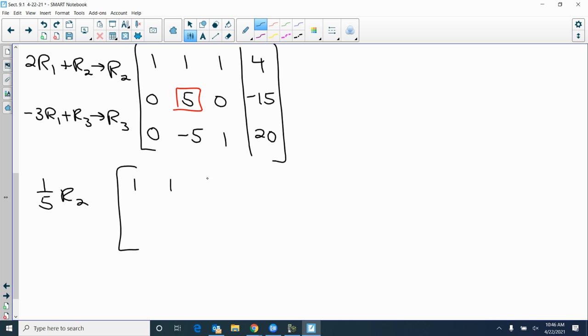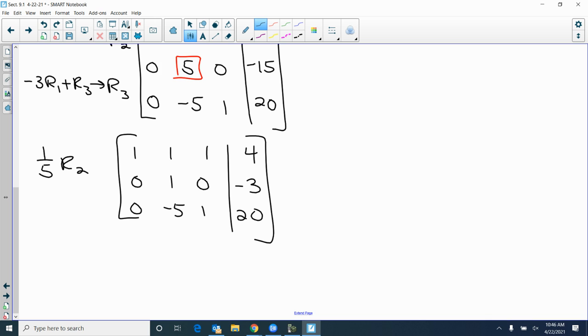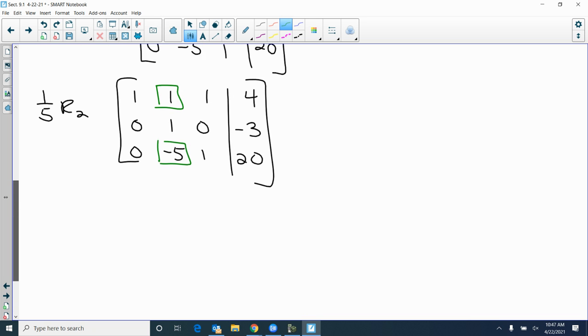And what do I got? I got 1, 1, 1, 4. I got 0, 1, 0, -3. And I got 0, -5, 1, 20. Now you want to make the number above this 1 in the middle a 0, and then this -5 a 0. So this 1 and this -5 need to be zeros. I'm going to use row 2 to multiply and then add. So -1 times row 2, or just negative row 2, plus row 1, replace into row 1.